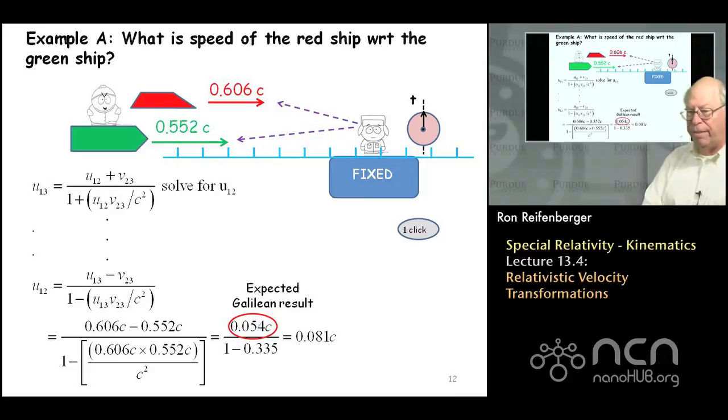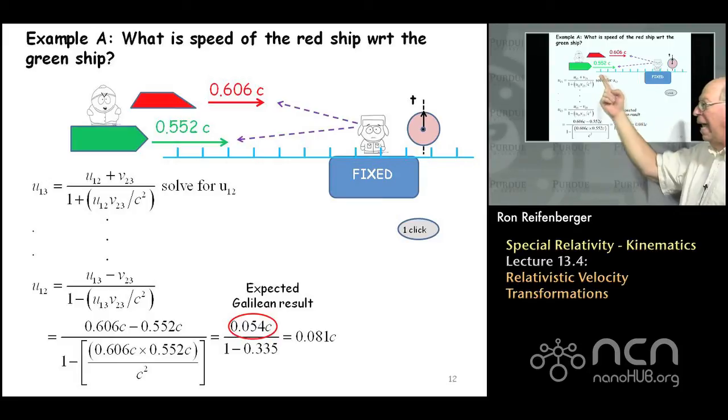So let me just do example A, and then I've got 2 other examples that you can work through in the lecture notes. But the situation is this: we've got a fixed observer. This fixed observer sees 2 things, right? He sees a green rocket ship moving at 0.552 times the speed of light. He sees a red rocket ship moving at 0.606 times the speed of light. These measurements of these velocities he makes using clocks and the ruler in his fixed reference frame.